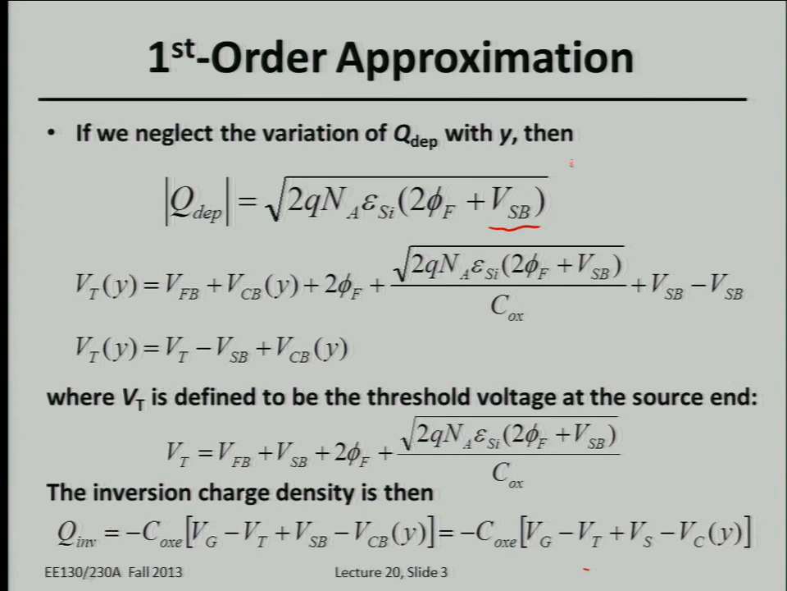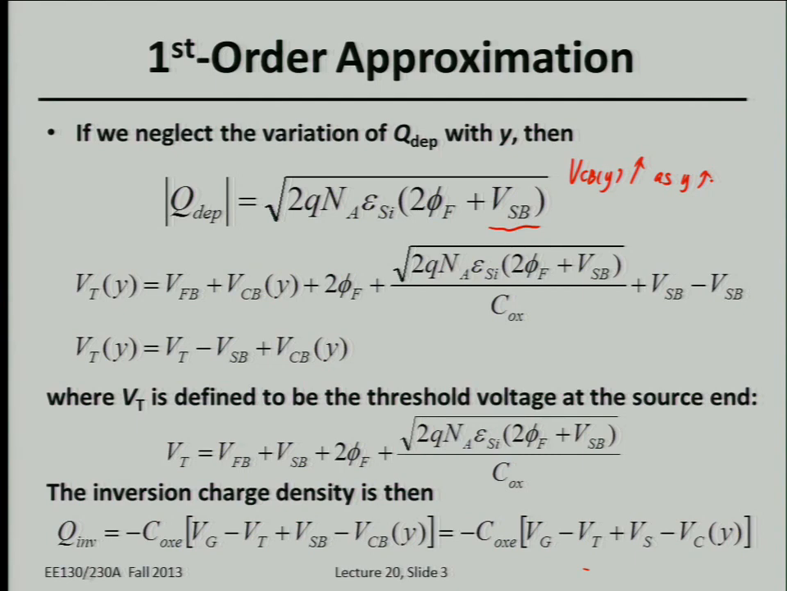Because VCB will increase as the distance y increases, right? If you move closer to the drain side, the contribution from the drain will be larger. But somehow we just take the approximation here. We just use the minimum potential, which is VSB, the potential difference from the source to the substrate, to derive the depletion charge expression here.